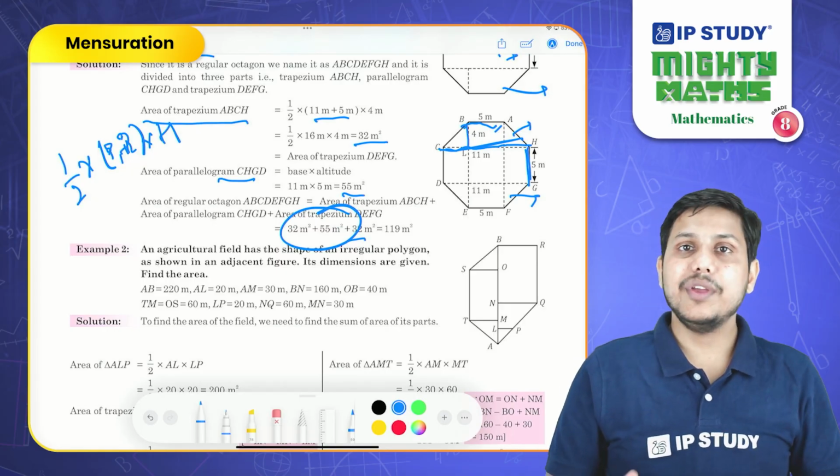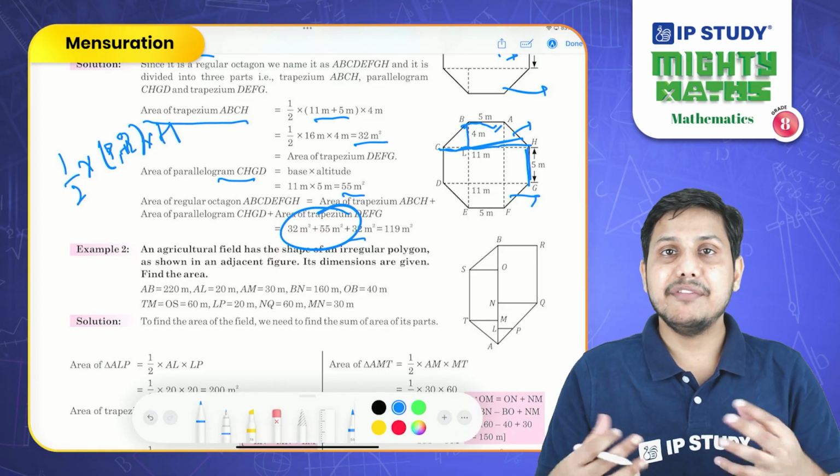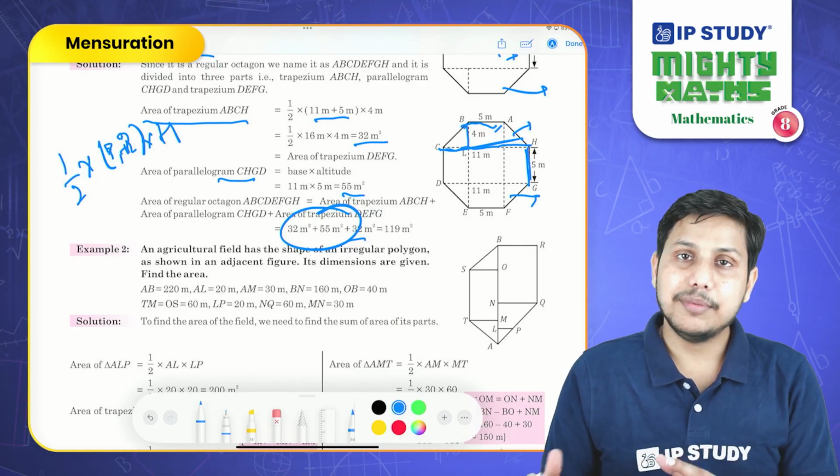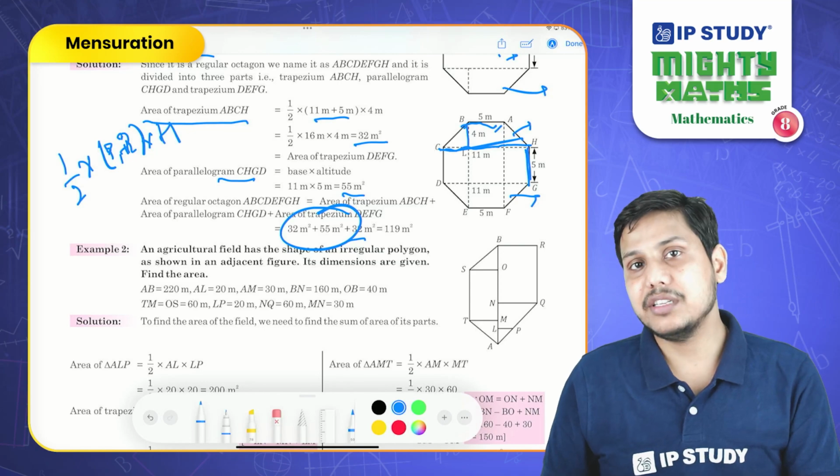So this is how we can find out the area of a figure by dividing it into smaller shapes whose formula or method we know already from our previous grades.